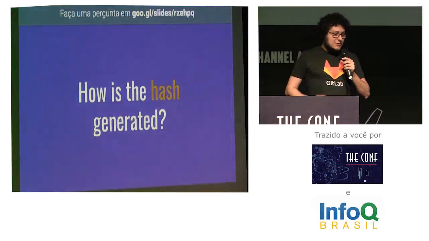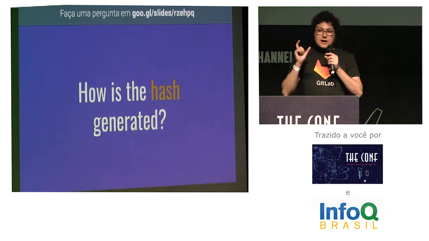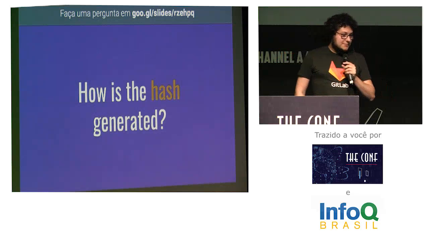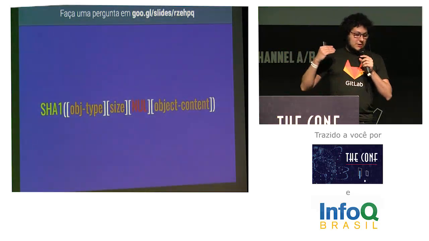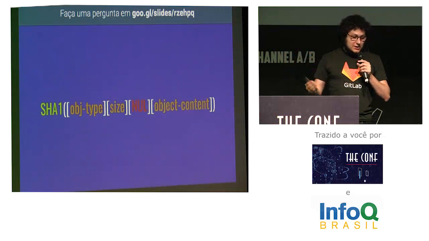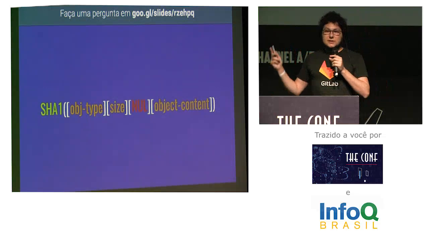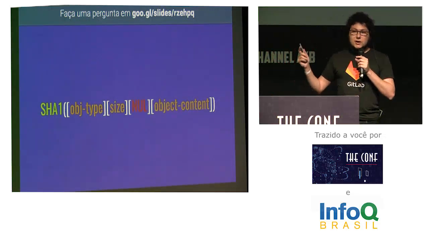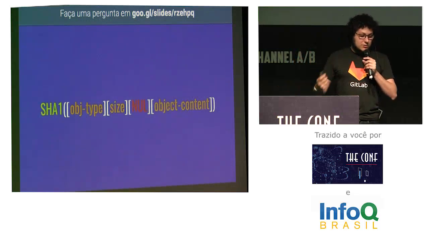Next question. How is the hash generated? You heard me talking about that the hash is based on the content. It's kind of. This is how you generate the hash. So you have the object type, which is commit. You have the size in bytes. Then you append the null character as a separator. And then you append the object content.